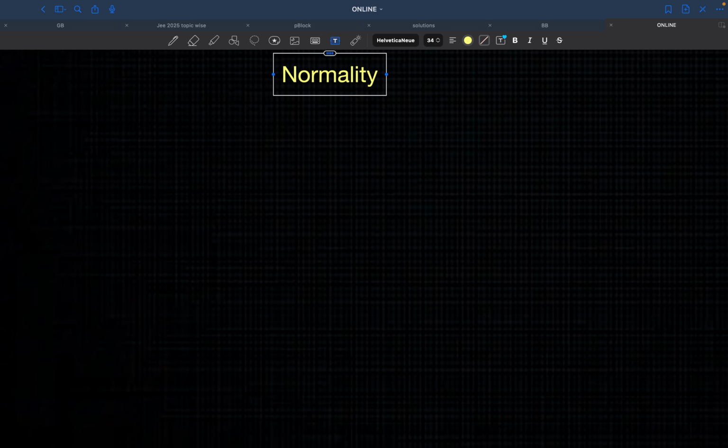The class. Today we will talk about normality. So we shall talk about normality. This word is a bit complicated and looks different, but this is a very easy concept. Molarity.